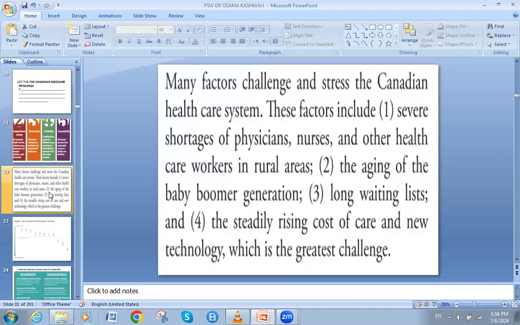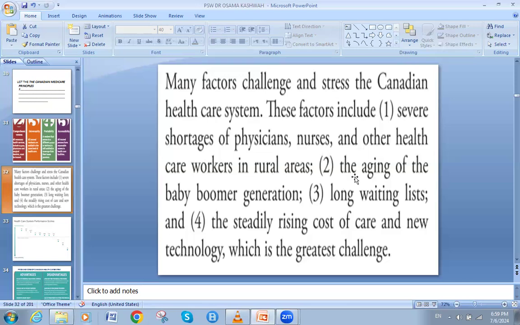However, there are still problems facing the healthcare system in Canada. Many factors challenge and persist in the Canadian healthcare system. These factors include severe shortage of physicians. So, one of the problems facing the Canadian healthcare system is a shortage of physicians or doctors, nurses, and other healthcare workers in rural areas. In some places people don't like to go, like, for example, the territories of the northwest, or some rural areas, not very civilized, unlike Ontario's area, Toronto, and these areas. Fewer people are there, so people don't want to go and work there, or they are rare there by chance.